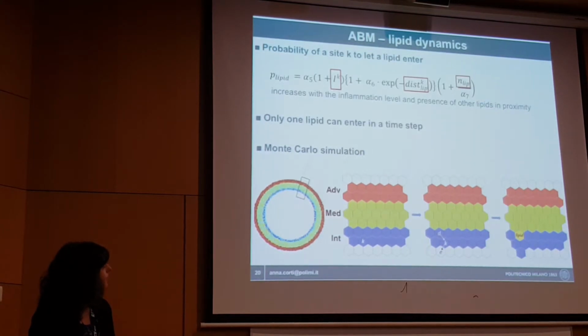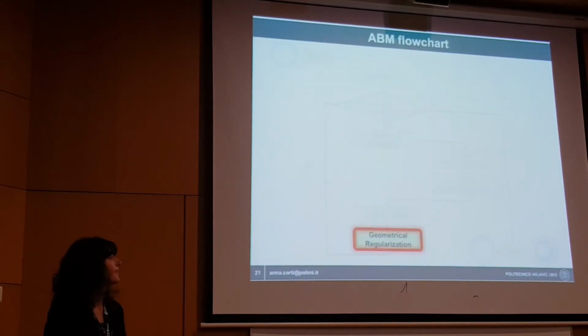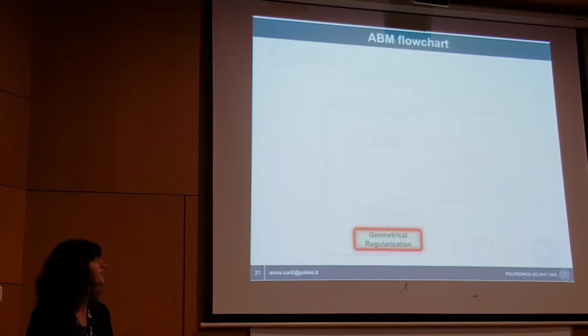This figure shows a possible reorganization of the tissue in case the site K is the site of access for the lipid. Finally, the model implements the geometrical regularization at each iteration in order to retrieve smooth profiles.